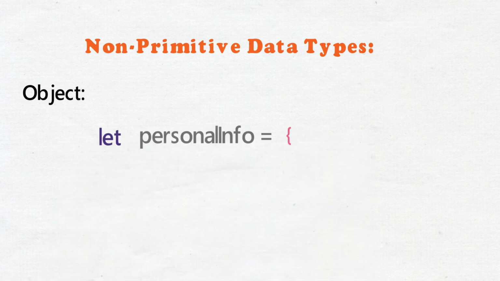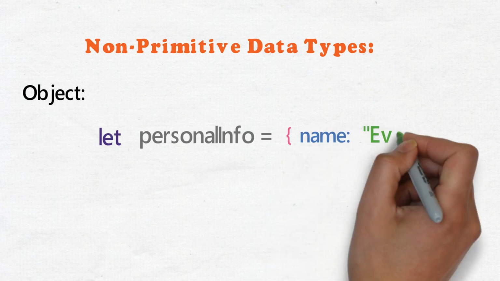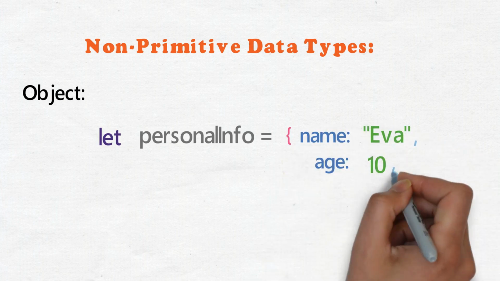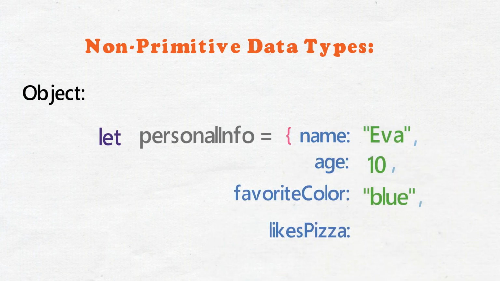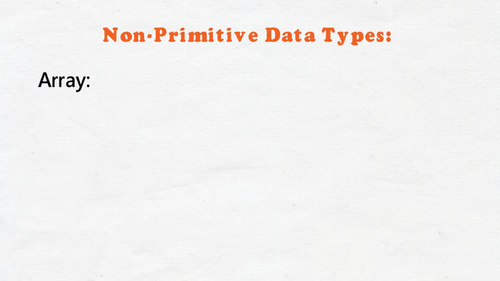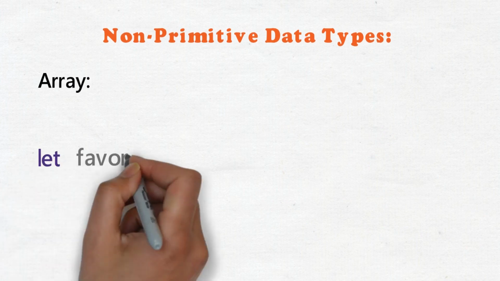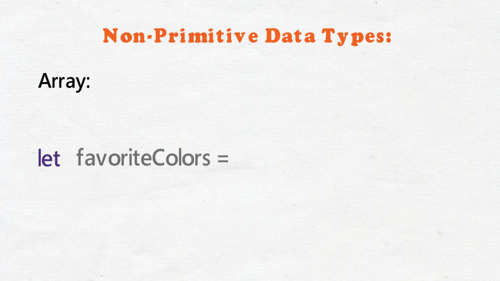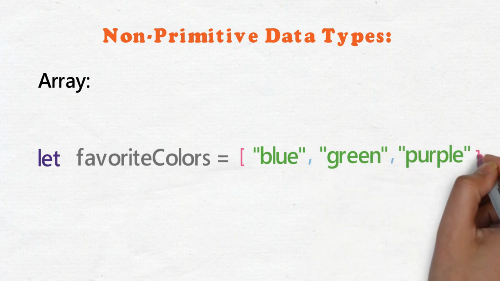For example, Eva could create an object to store her personal information, such as her name, age, and favorite color. Arrays are also a type of non-primitive data type and are used to store multiple pieces of data in an ordered list. For example, Eva could store a list of her favorite colors, blue, green, purple, in an array.